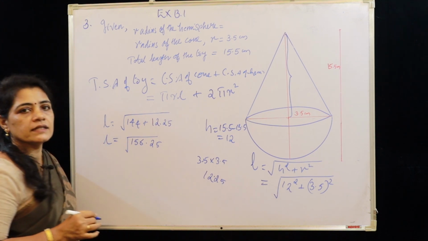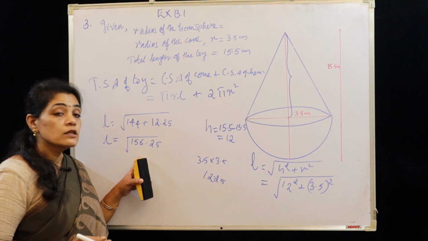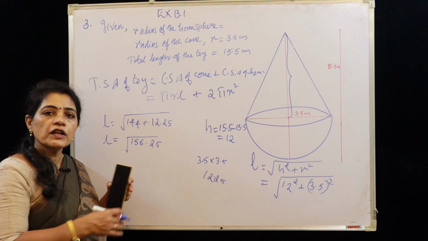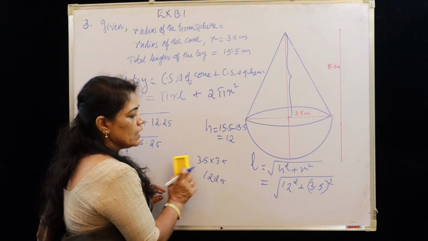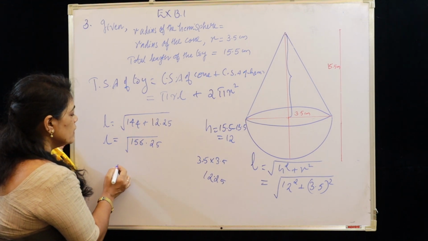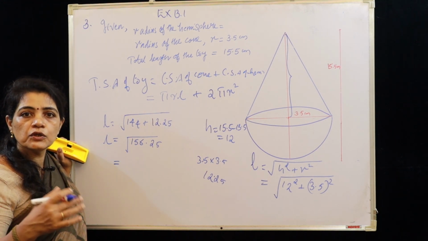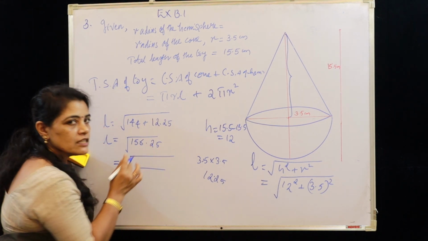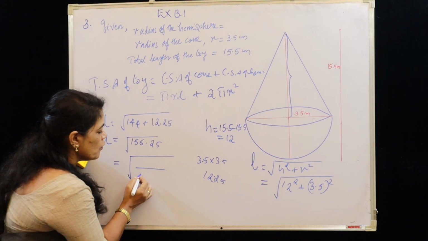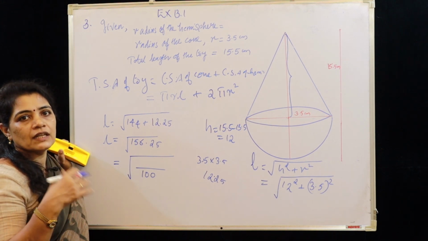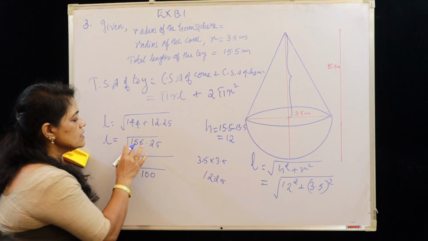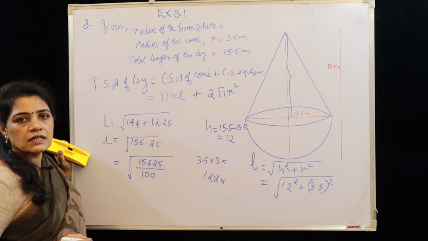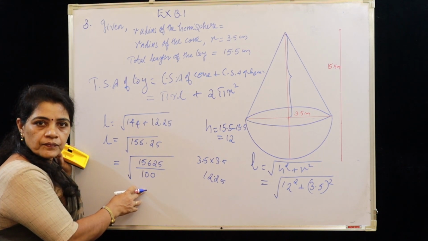This is the slant height squared. And the next step is we have to take the square root of 156.25. In order to get this square root easily, I just convert this decimal number in the square root into fractional form. Since we have 2 decimal places, in fractional form we will have 100 in the denominator. Write the numerator without the decimal point, that is 15,625 divided by 100. Understood?